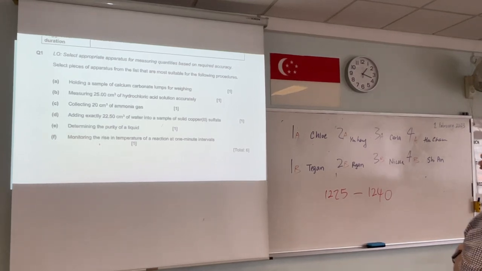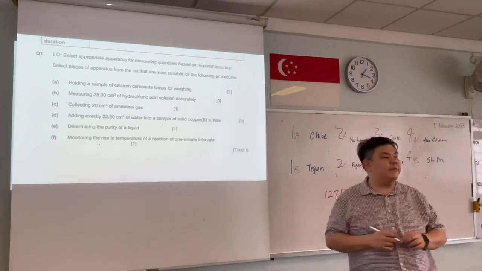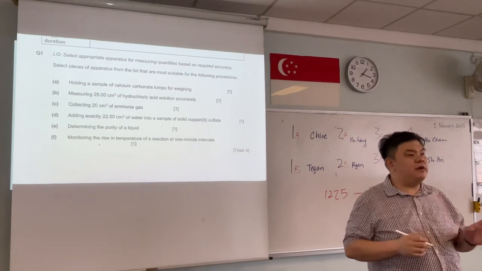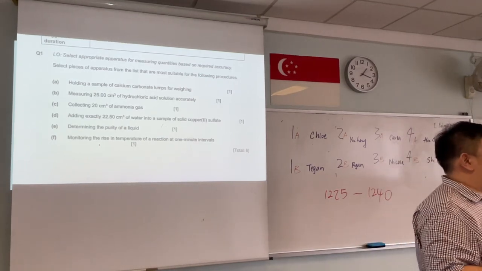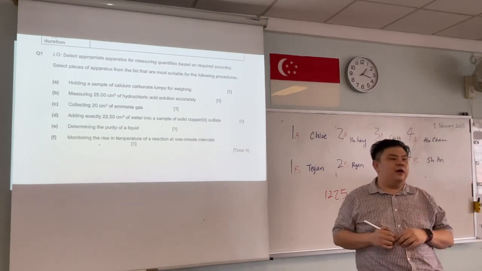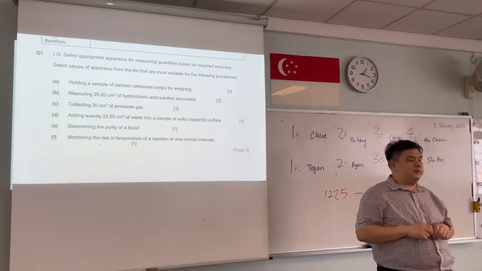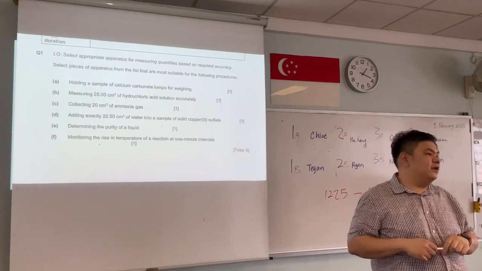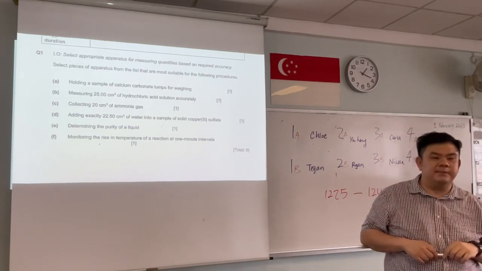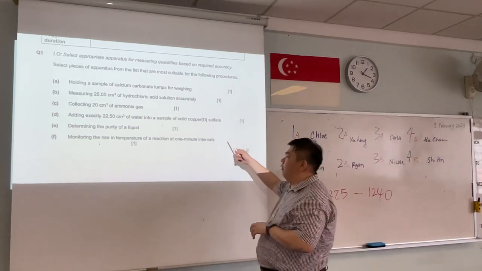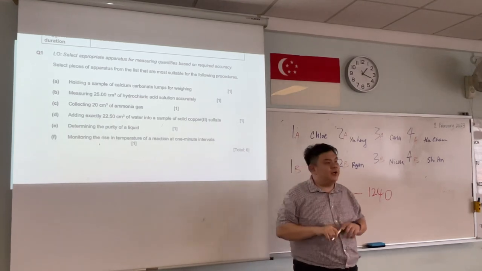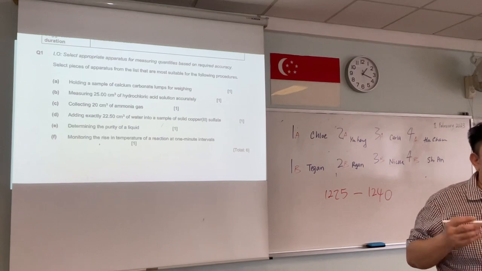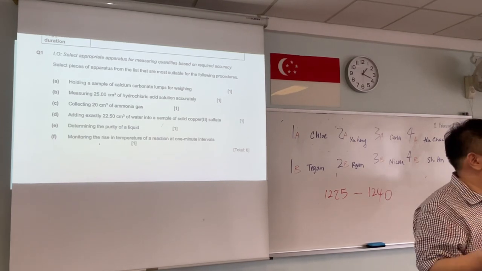Now, next question, part D. Adding exactly 22.50 cm3 of water. You will use a burette. Again, it is two decimal places. Now, in chemistry, you seldom find instruments that give you two decimal places. If you are measuring volume of liquid, almost 100% of the time, two decimal places means burette. Now, determine the purity of a liquid. You want to measure what? Temperature. Therefore, you need a thermometer.